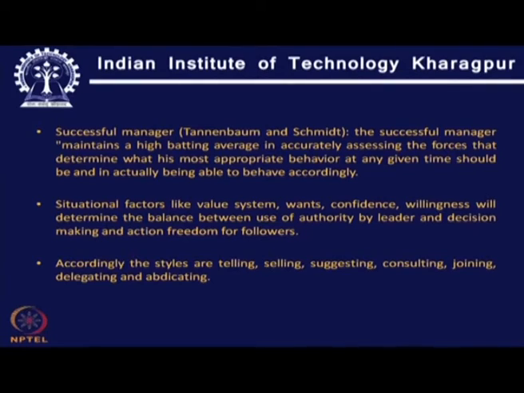So, if we want to fix the style accordingly, the different styles are telling, selling, suggesting, consulting, joining, delegating and abdicating.